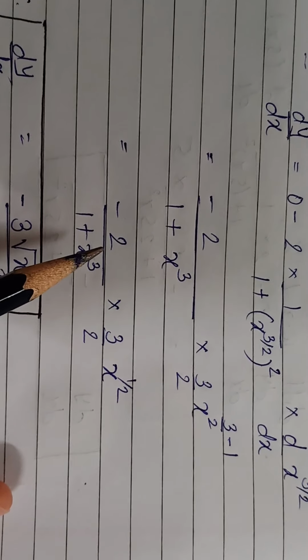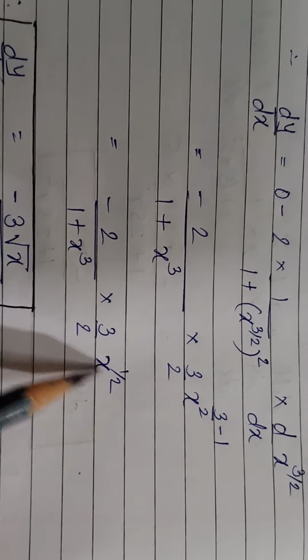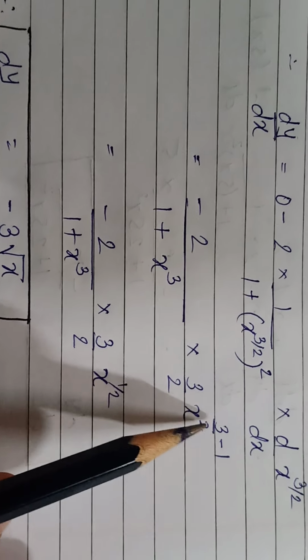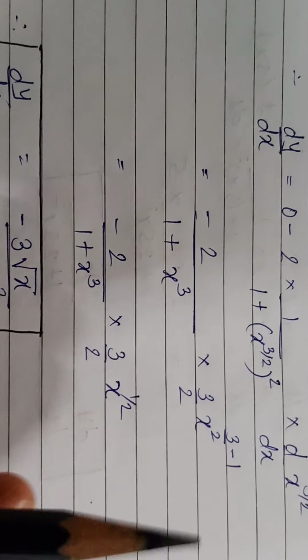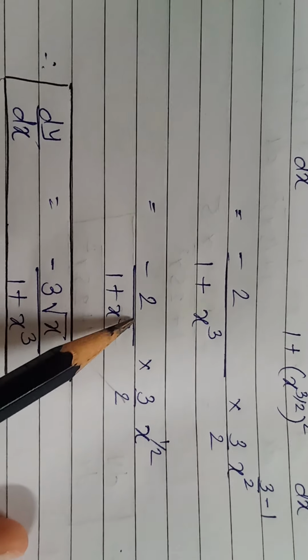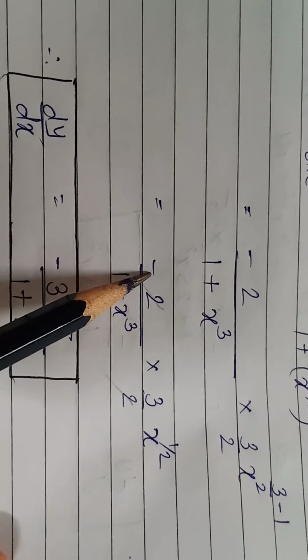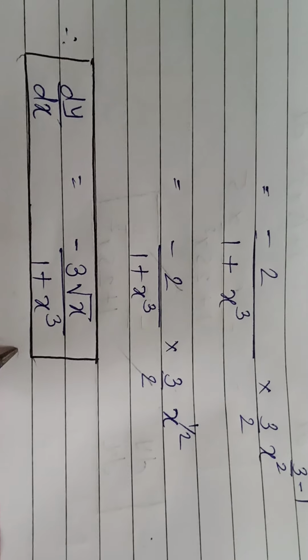So the next step is minus 2 upon 1 plus x cube into 3 by 2. After doing calculations over here, it will be 1 by 2, since 3 minus 2 upon 2 is 1 by 2. It means this is the square root of x. Directly we can write it. The final answer is, and also here this 2 and this 2 will get cancelled. So the final answer will be minus 3 into root x upon 1 plus x cube.